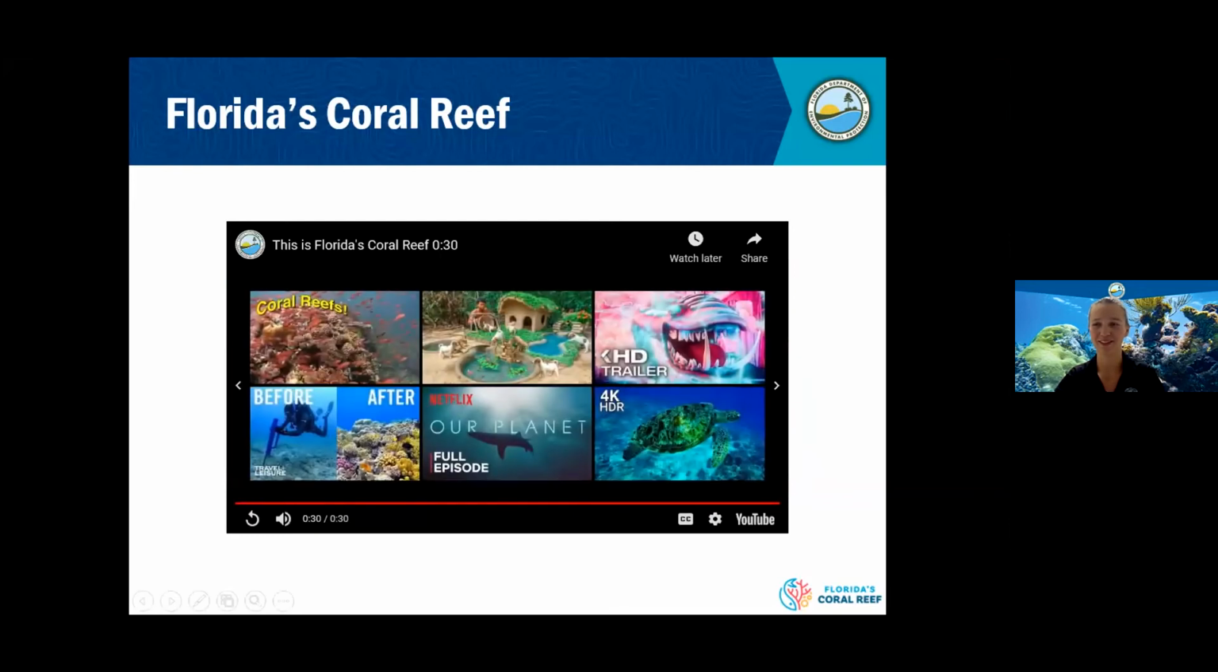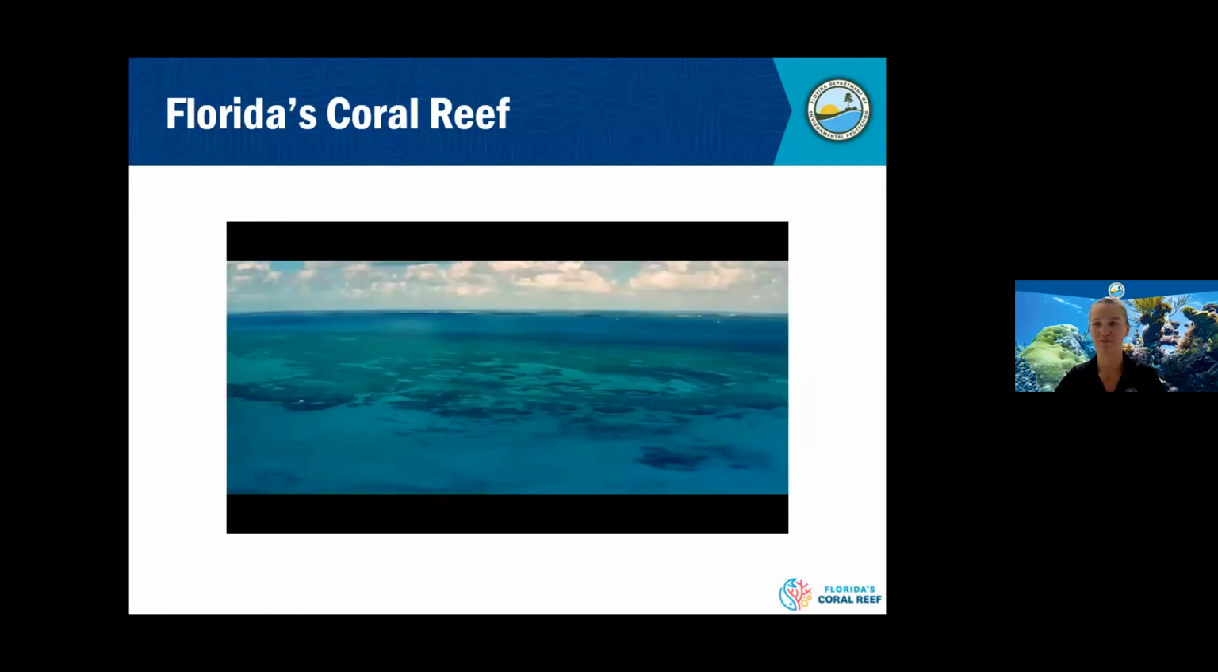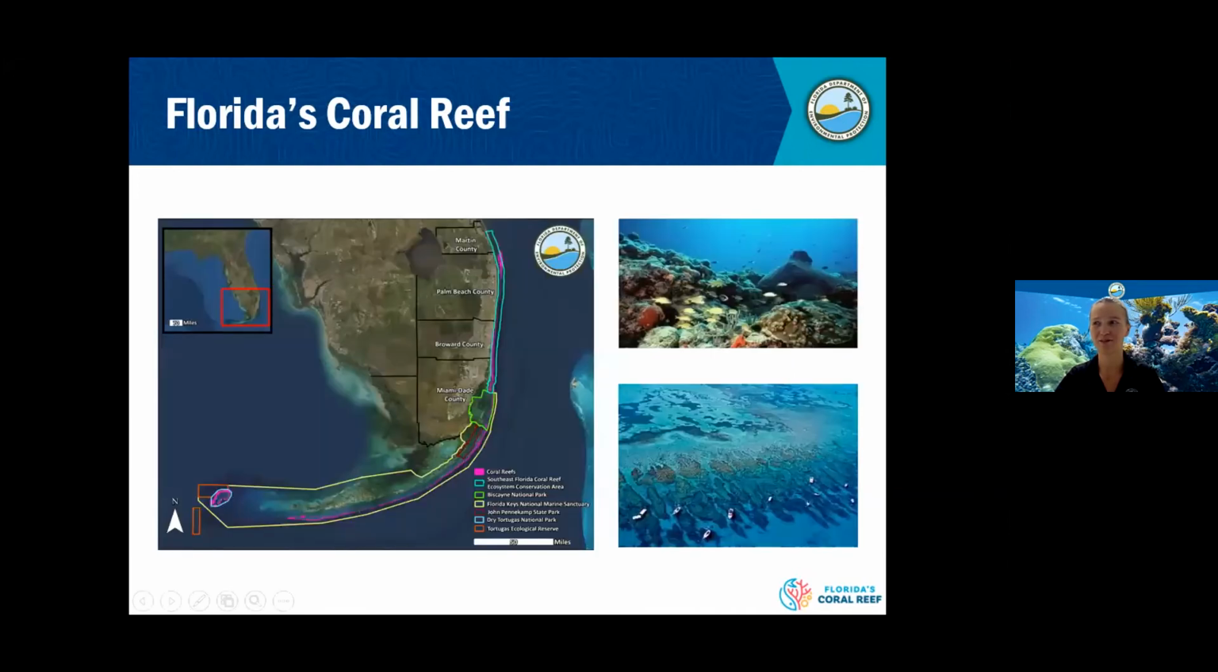Yeah, so I really love that PSA. I think it gives such a wonderful overview of how beautiful Florida's coral reef is. So Florida's coral reef extends from the Dry Tortugas in the south all the way north to Martin County, and that's actually around 380 miles of reef. And it's actually the only barrier reef system in the continental United States. What's really interesting about Florida's coral reef is that it's adjacent to one of the most densely populated and highly urbanized coastlines in the world.